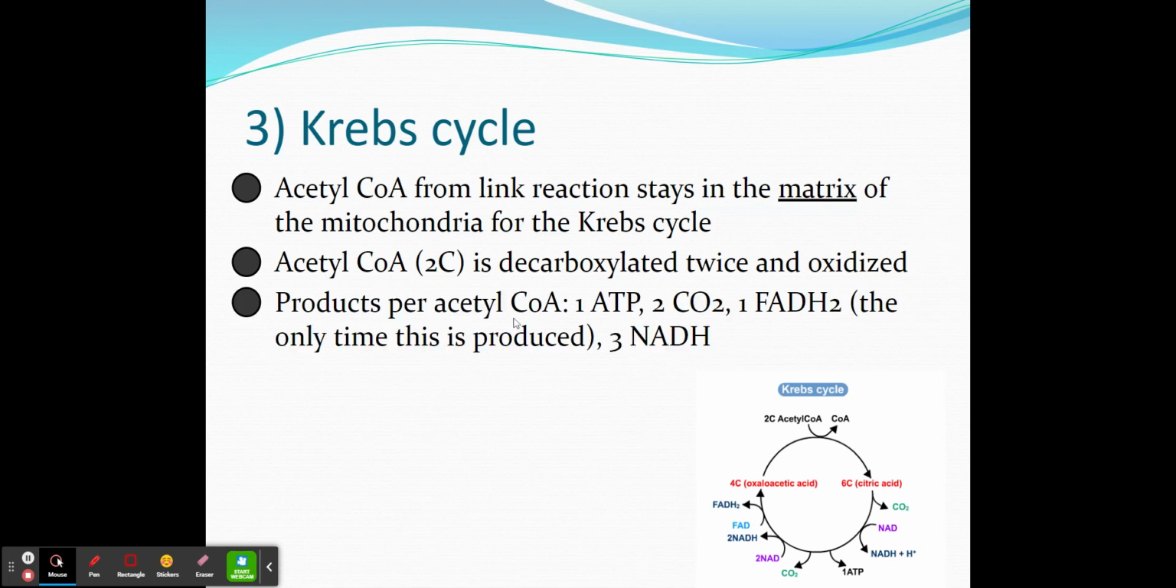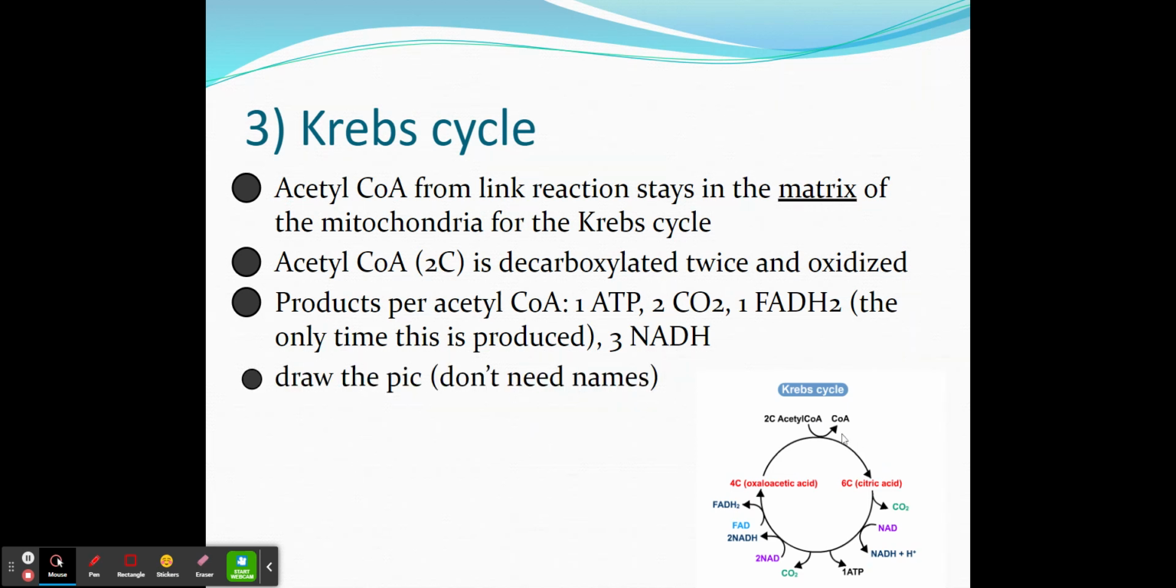Okay, the products per acetyl-CoA. This is per acetyl-CoA. We get 1, I think of it as 113. I usually ignore the 2 CO2s because I can remember that acetyl-CoA has 2 carbons. So yeah, you're going to make these 2 waste products. In terms of the high energy carriers, I just remember 113, 1 ATP, 1 FADH2. And look, we make more NADH than anything else. Okay, this is going to power the next step. So these first 3 steps, we've made a lot of NADH, more NADH than anything else.